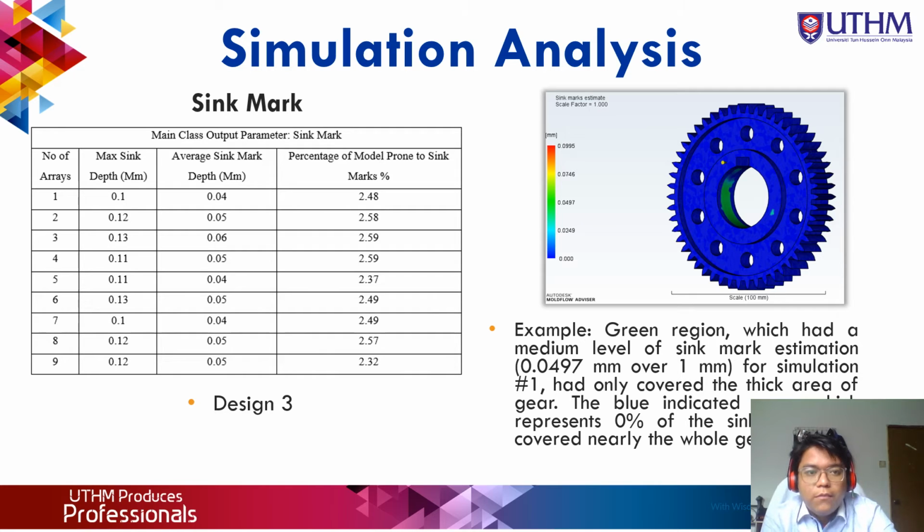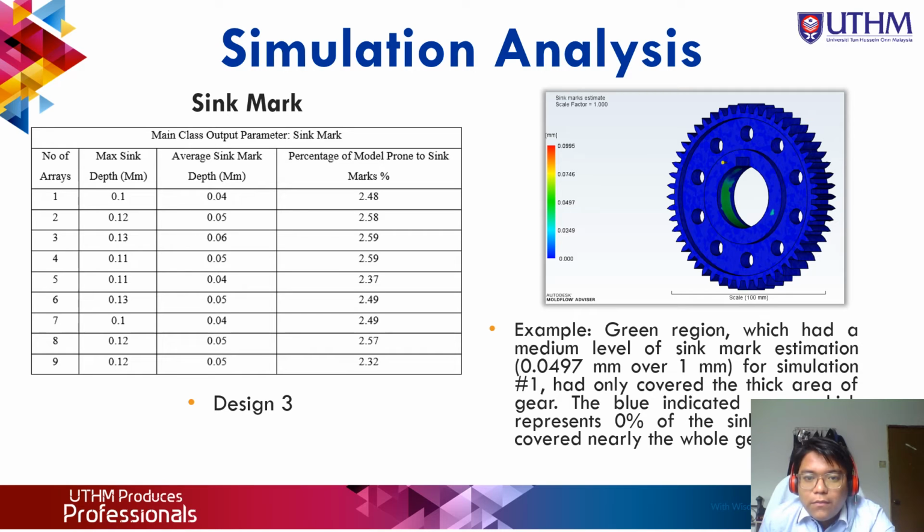So for the maximum sink depth, the highest one is 0.13 millimeter. Next is the average sink mark depth. The highest one is 0.06. Next one is the percentage of model prone to sink mark, we have got 2.59 percent. So this one is the simulation in the Moldflow Advisor.